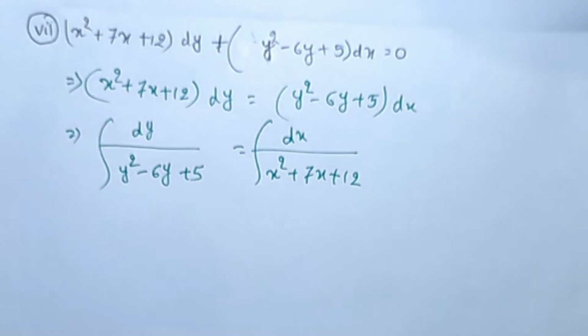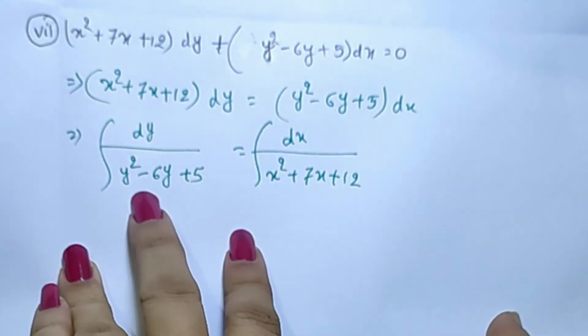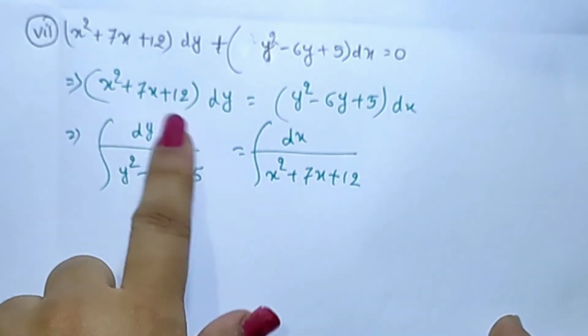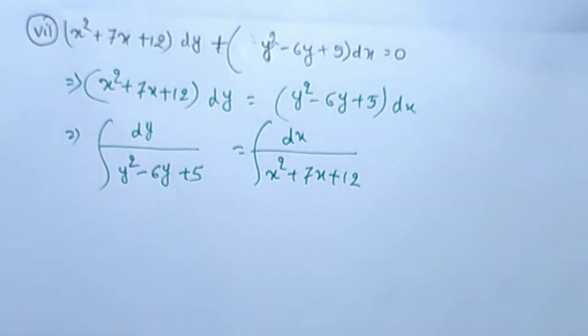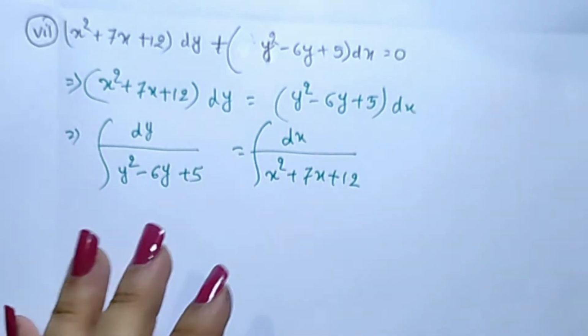In the previous lesson I have already told you, if there is a polynomial in the denominator and there are no other terms, then we can use partial fractions. If you have not watched it, then please kindly watch my previous lesson so that you can know the basics of partial fractions. I have told you how to find a partial fraction.